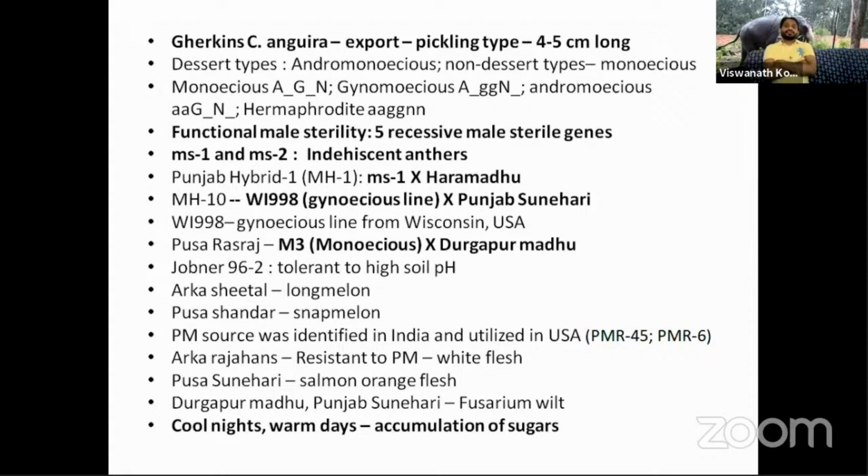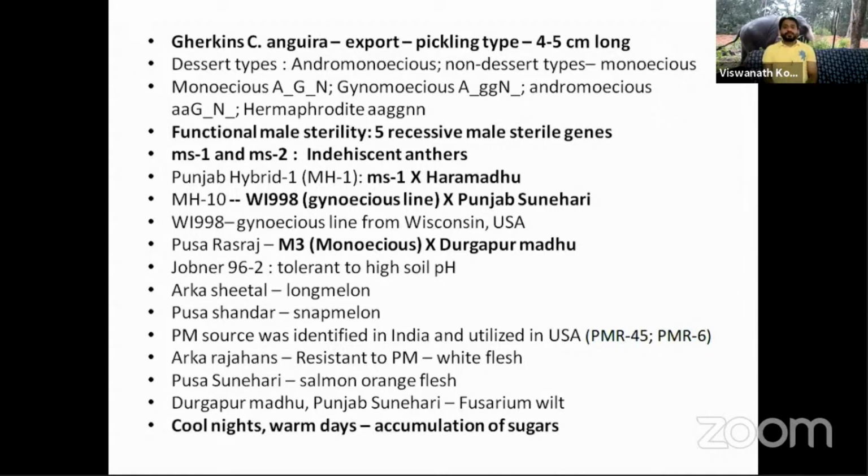So all the dessert types are andromonoecious and non-dessert types are dioecious. Here, in muskmelon also, functional male sterility was observed, with 5 recessive male sterile genes. Like chili, also in muskmelon, the first male sterile based hybrid was developed by the Punjab Agricultural University. So in chili and muskmelon, male sterility is commercially exploited.